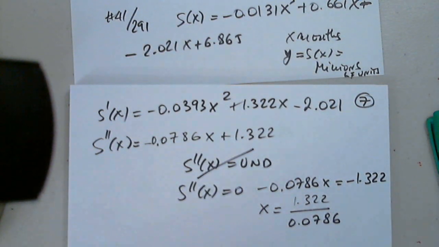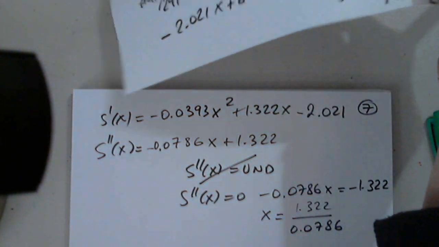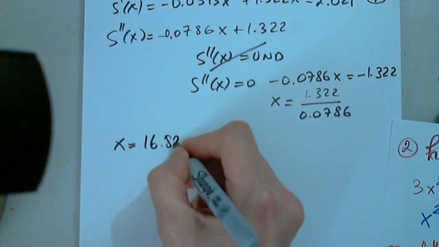So I'm going to share my screen. Sorry, it's kind of crooked here. I don't need y equals. I compute 1.322 divided by 0.0786 and enter. So this is x, and x is in months. 16.82.